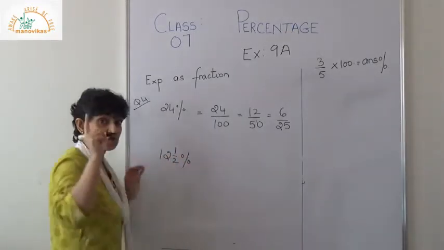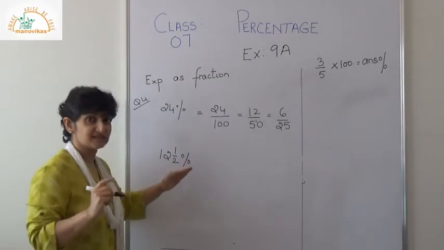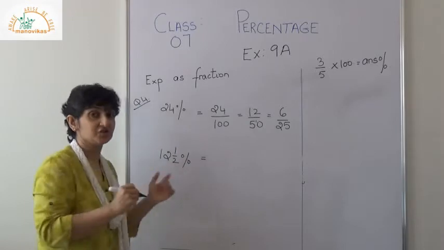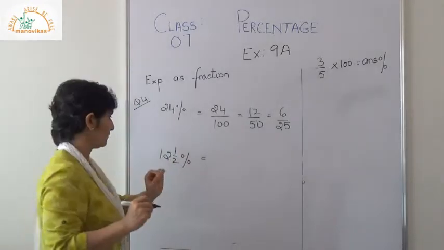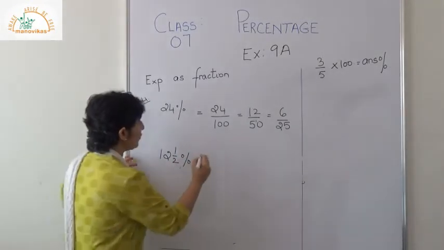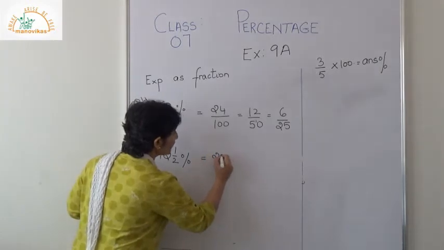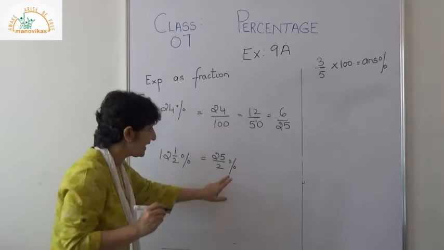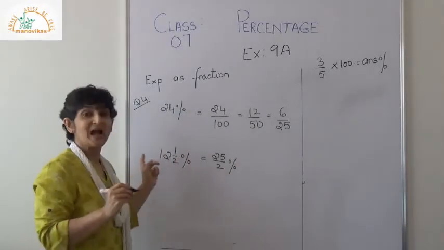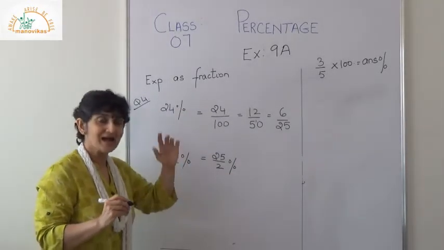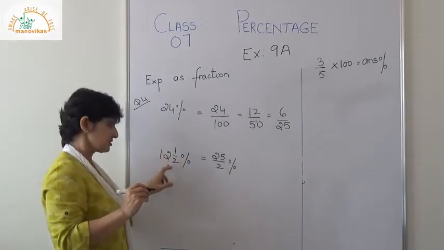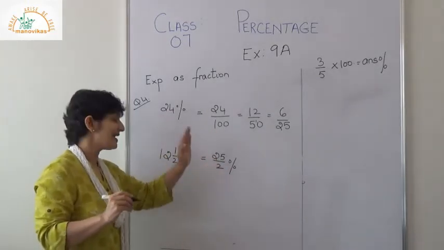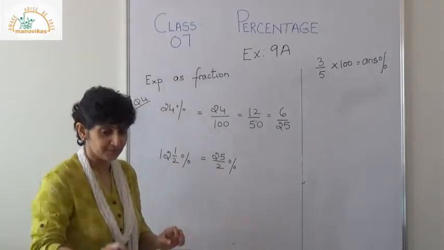12 and a half percent. Children, be alert. First thing, I need to convert this mixed fraction into an improper fraction. 12 2s are 24, plus 1, 25 upon 2%. Now, why did I write this percent? Because I haven't found my answer. I haven't changed anything. This was a mixed fraction. All I did is convert it into an improper fraction.